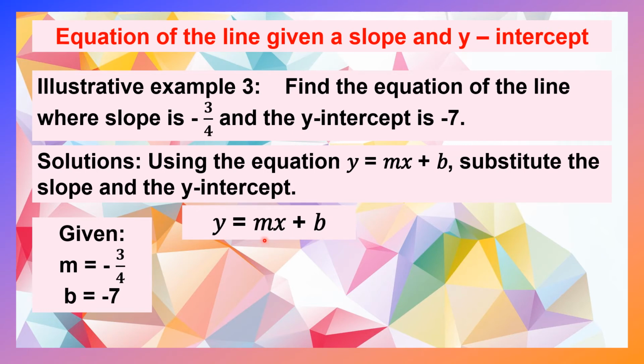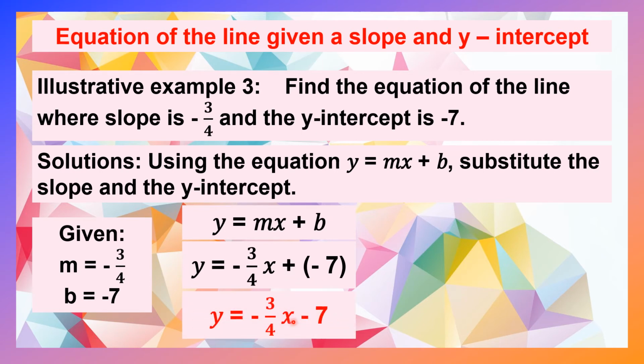So, yung m natin ay negative 3/4. Then just copy x plus, our b is negative 7. Then just copy y equals. Simplifying this, plus sign can be a positive sign. So, positive times negative 7 is negative 7. Thus, the equation of the line is y equals negative 3/4 x minus 7.